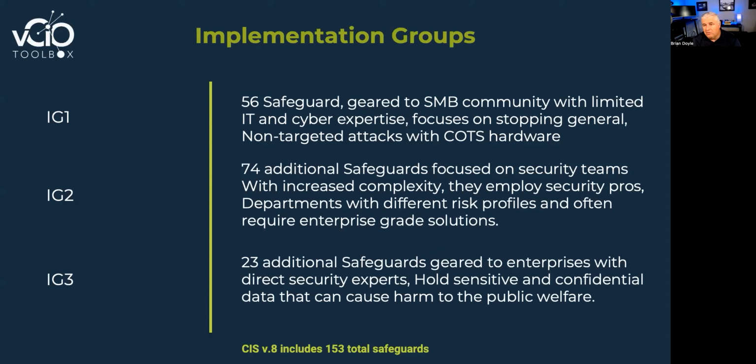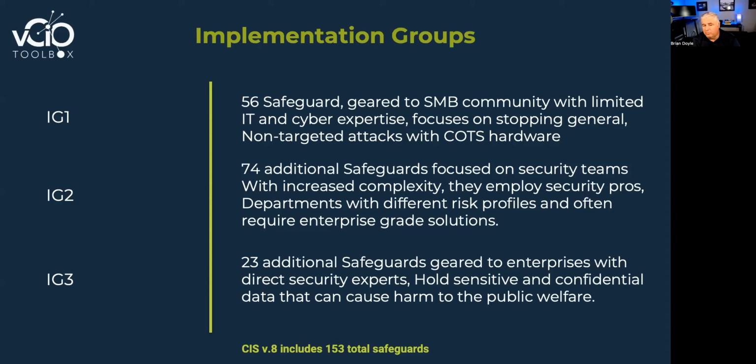And then ultimately you can grow into implementation group number 3, which is really where there's 23 additional safeguards geared to the enterprises that have direct security experts. So this is the enterprise layer. This is where there are security teams, sometimes even multiple security teams within a customer, both internal and external, that are working in concert to make sure that targeted attacks are not occurring.